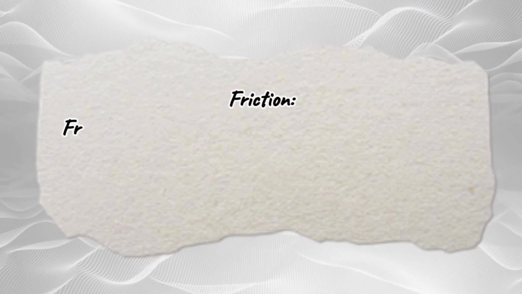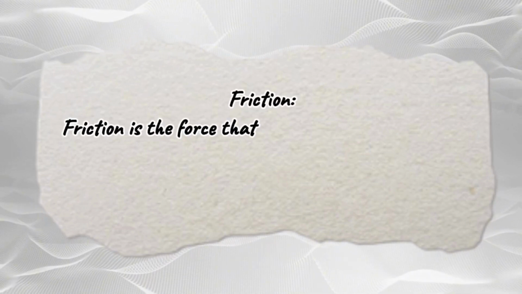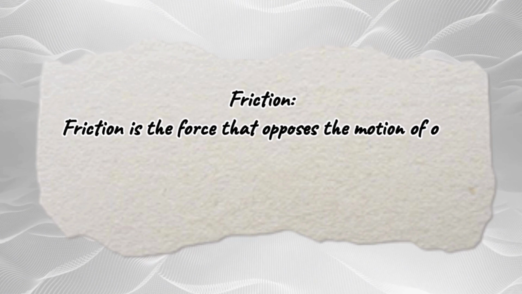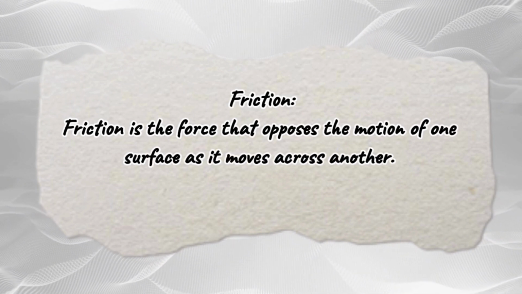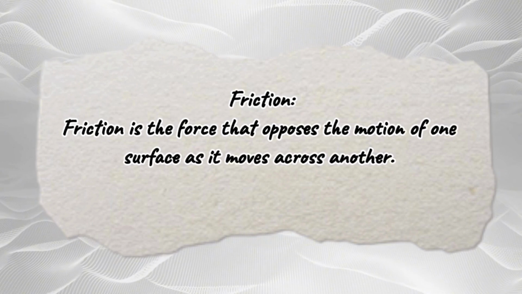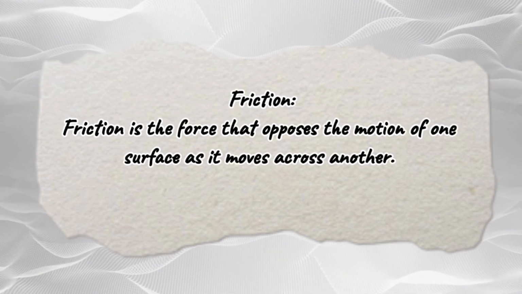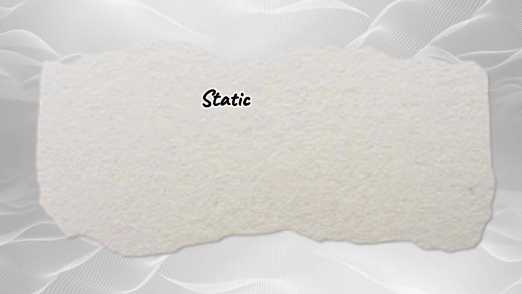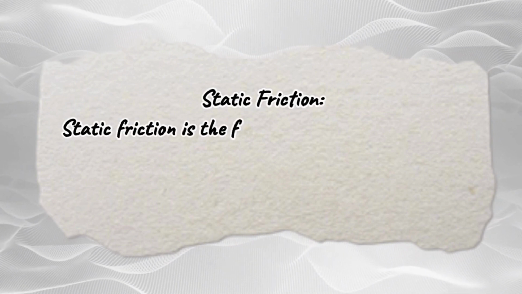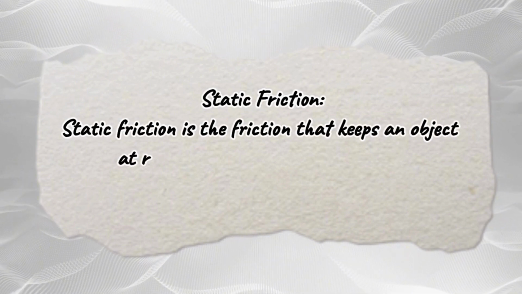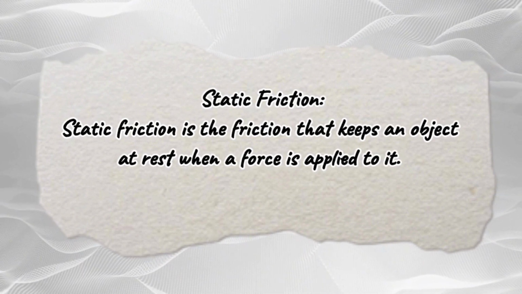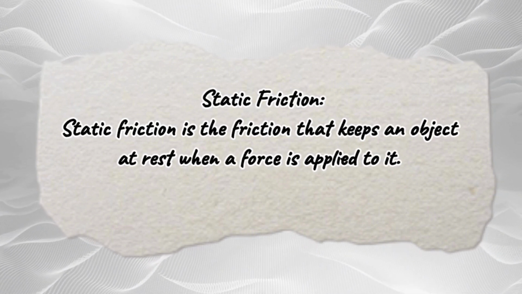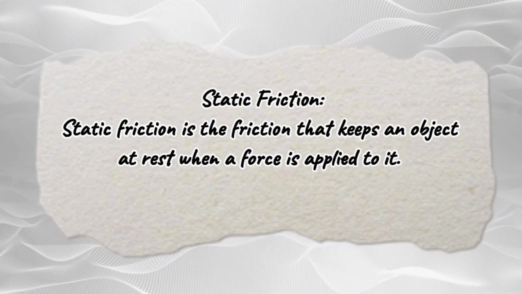What is friction? Friction is the force that opposes the motion of one surface as it moves across another. There are different types of friction force, two of which are static and kinetic frictions. Static friction is the friction that keeps an object at rest when a force is applied to it. The object stays at rest until the force becomes so large that it overcomes the friction.